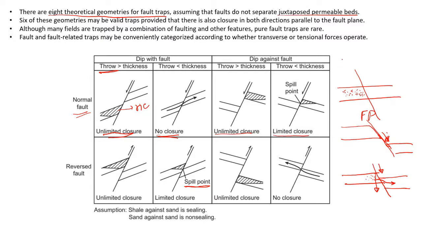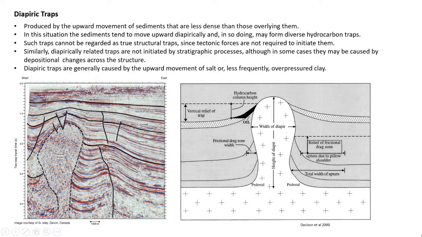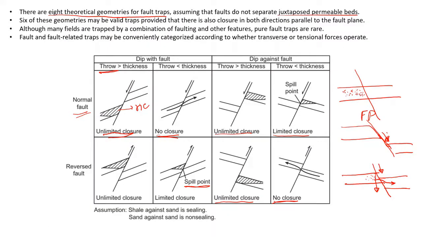While in case of reverse fault, once the throw is more than the thickness, of course there is unlimited closure. But if the throw is less than the thickness, in case of reverse fault, there is no closure at all. So you should remember this diagram, which tells you that in case of the fault traps, such conditions may occur given certain prerequisites.